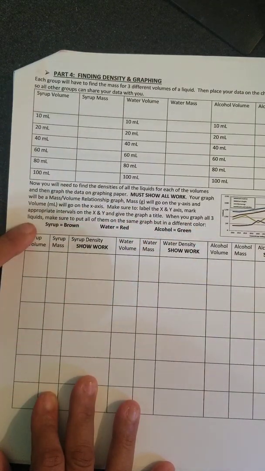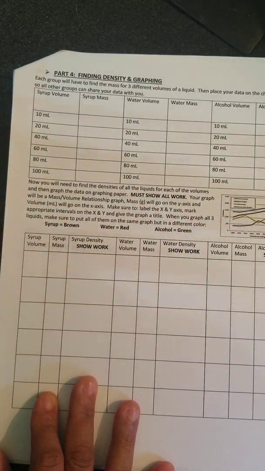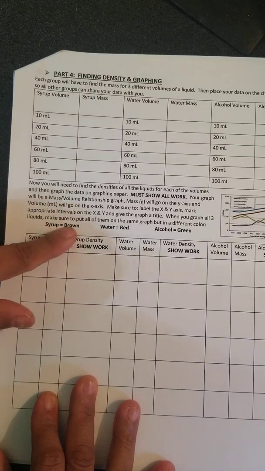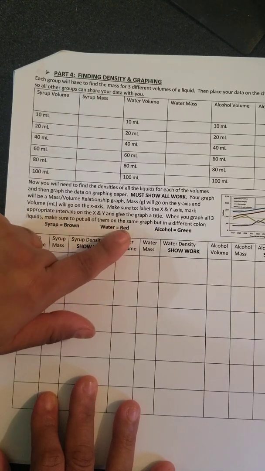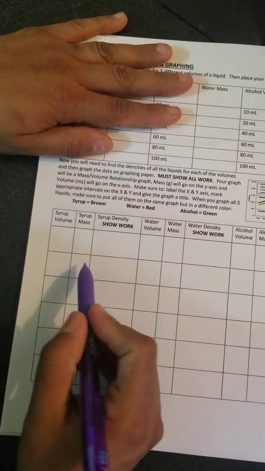When you graph all three liquids, make sure that you put them all on the same graph, but in different colors. Again, matte pencils: syrup is brown, water is going to be red, and the rubbing alcohol is going to be green. Once you get this data over here, you're going to come this way and see what the syrup volume is.